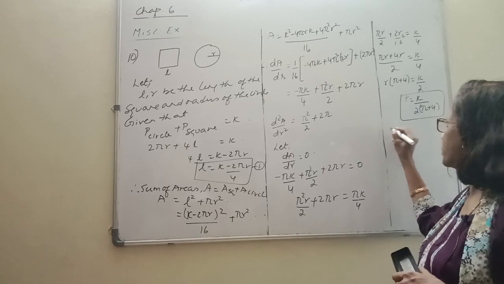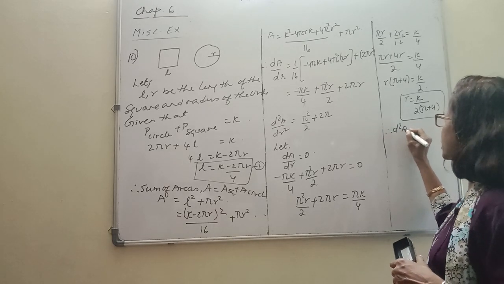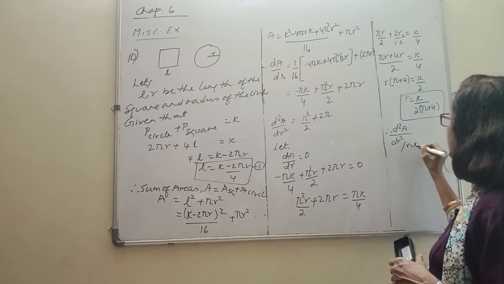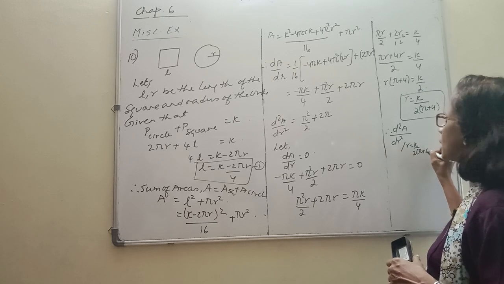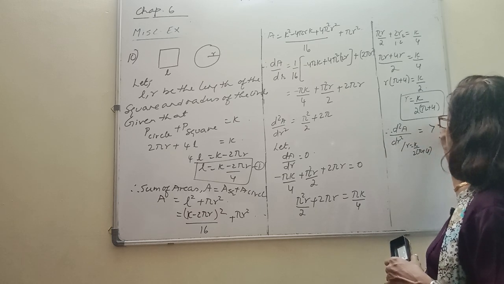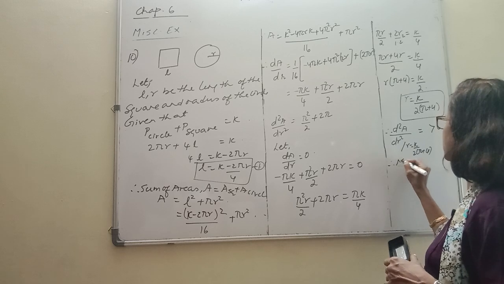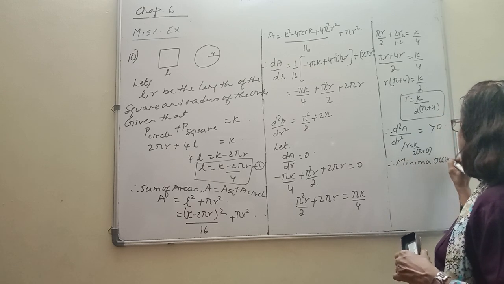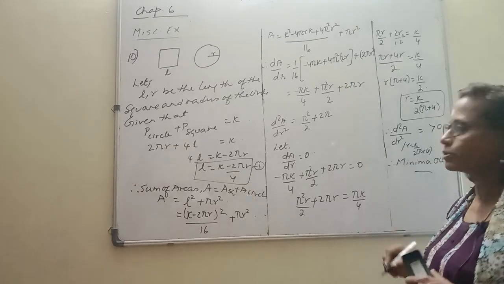So let's confirm the minimum part. d squared A over dr squared at r equal to k over 2 times pi plus 4 doesn't matter at all because there's no r term there. So it is positive. Therefore minima occurs. It doesn't matter because r is not there, but it's customary to do it like that.